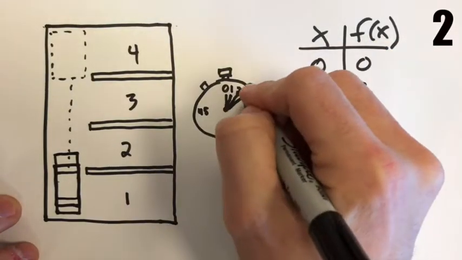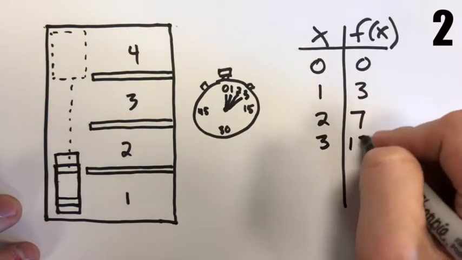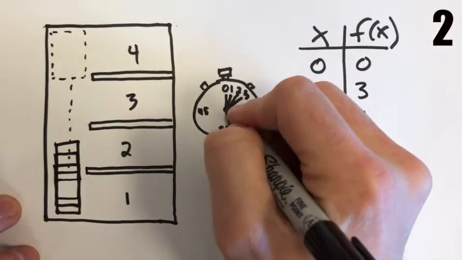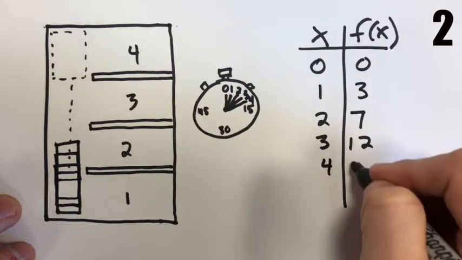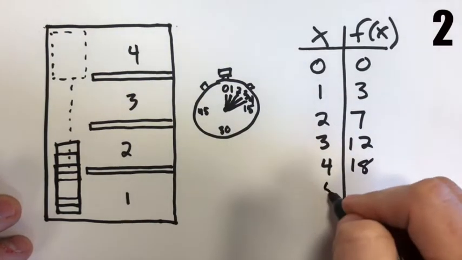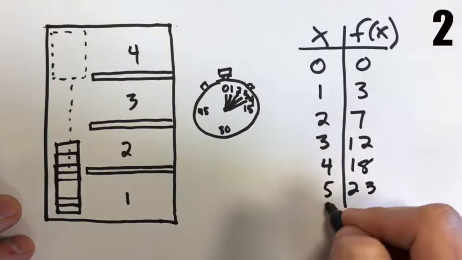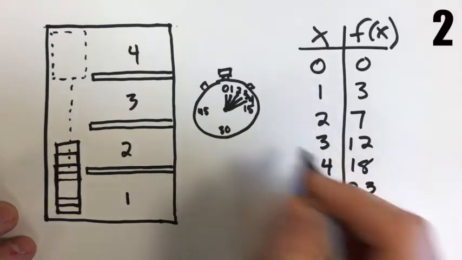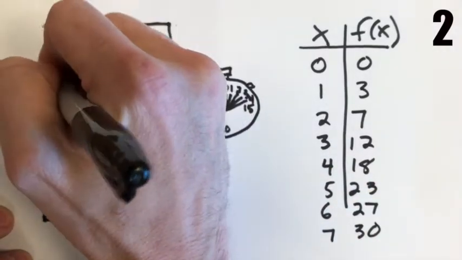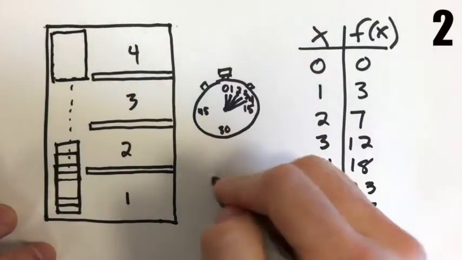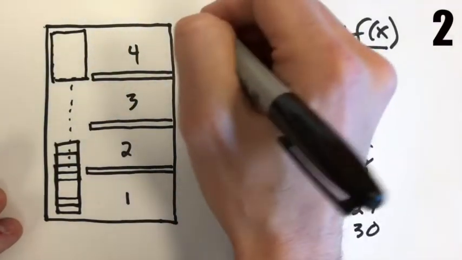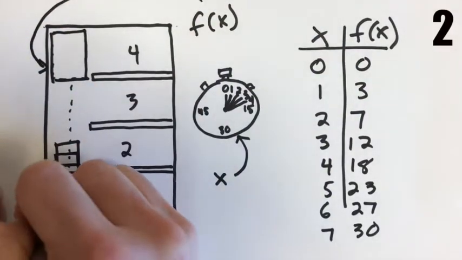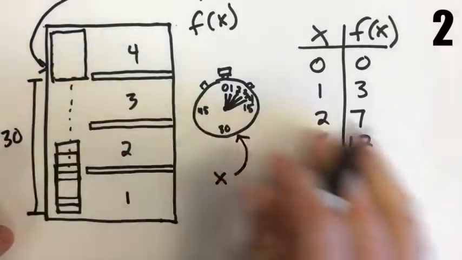After 3 seconds, we're all the way at 12 feet. Okay, we're gaining. 4 seconds, we're going to go to 18. 5, we're up at 23. 6, we're at 27. And 7, we hit that 30-foot mark. Okay. So x is the time in seconds, and f of x is the distance that the elevator is off the ground, ending up at a distance of 30.